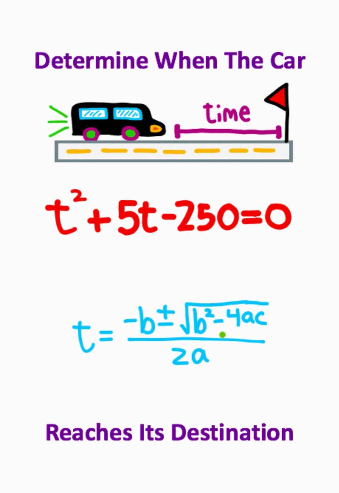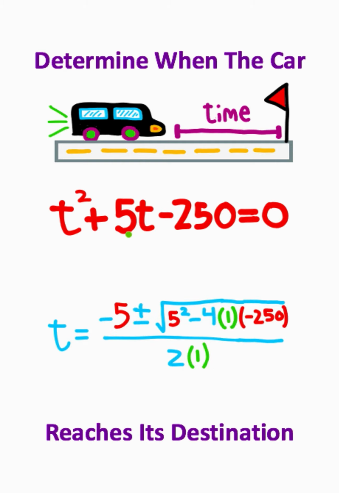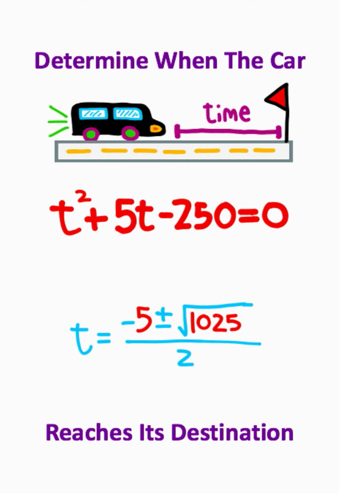Now notice that we have a's, b's, and c's in this equation, and the a, b, and c refers to the coefficients of the quadratic, the a term, the b term, and the c term. So you should have that a is equal to 1, b is equal to 5, and c is equal to negative 250. So we can go ahead and plug these values in. Now what I'm going to do from here is simplify everything that is underneath the square root. You should end up with 1025 underneath the radical.